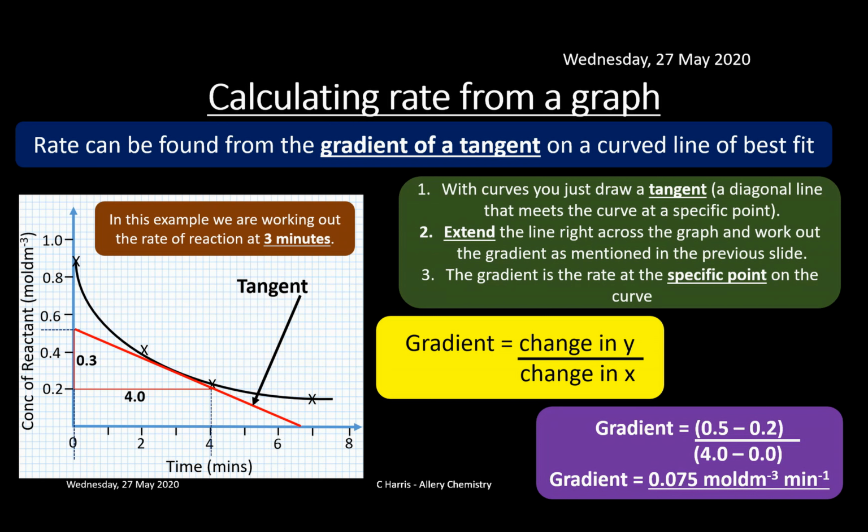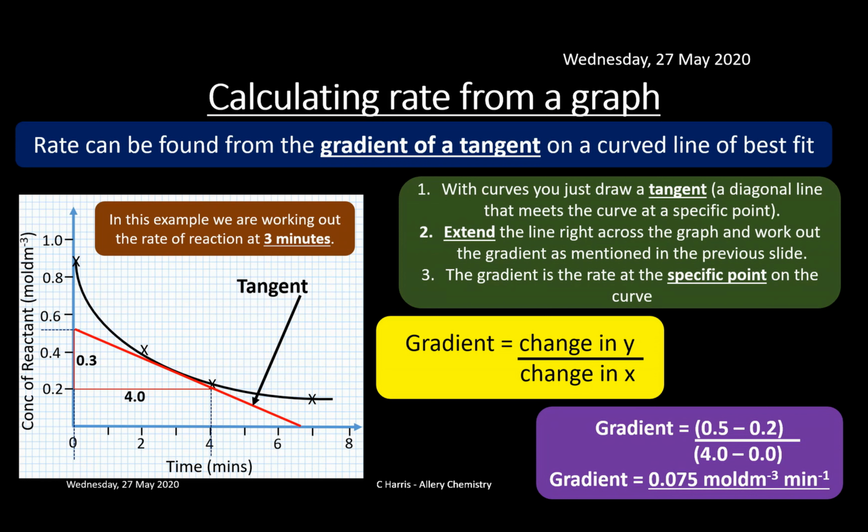Okay, so this is how you'd work out the rate from a graph. This is a curved graph here. Some of them will be curved. You can also get straight line ones, which are much more straightforward than your curved ones, because you literally just find the gradient of a straight line. You don't need to put in a tangent. The tangent is only put in when we actually have a curved graph.